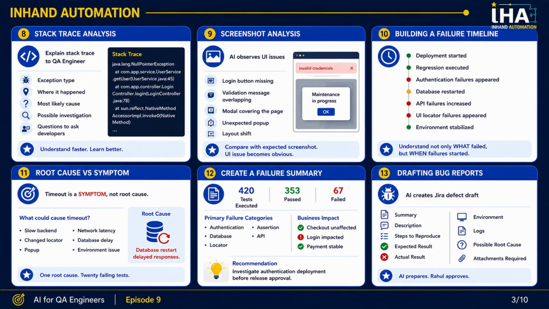And then finally comes what we are looking for and what Rahul is looking for to give to his manager, create a failure summary.